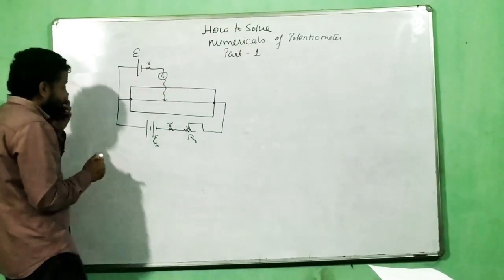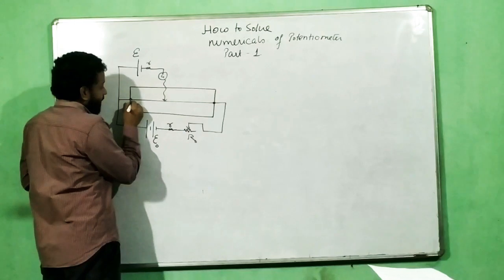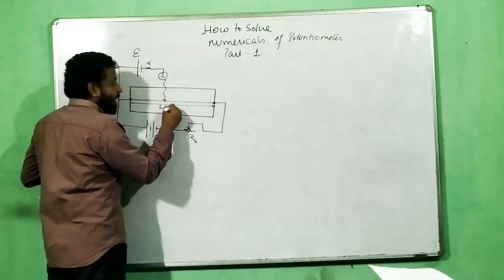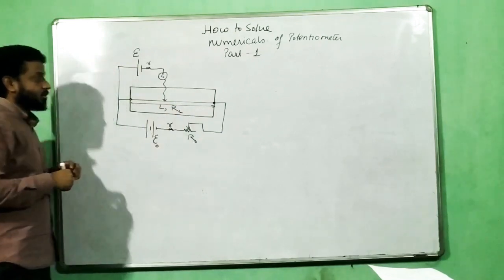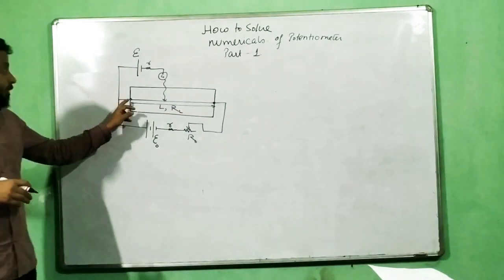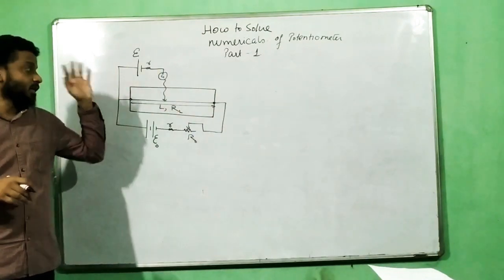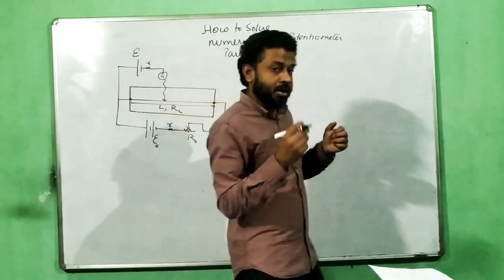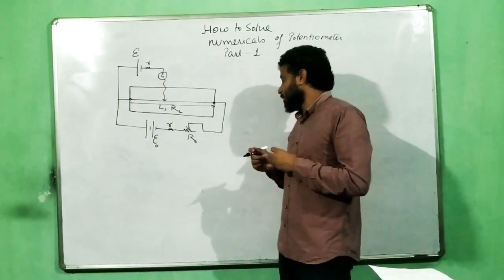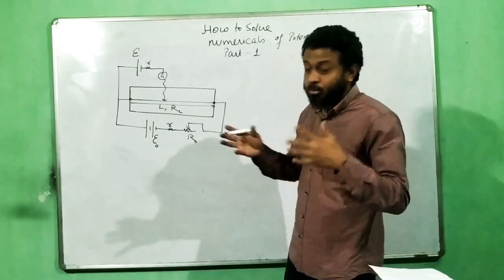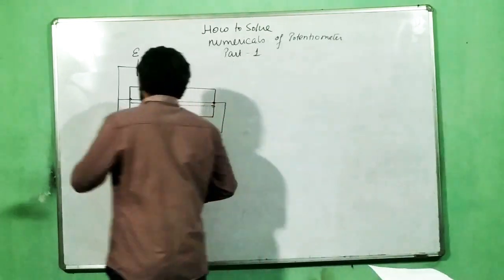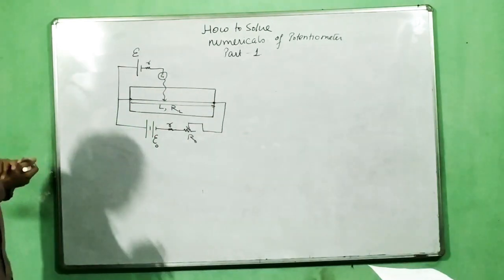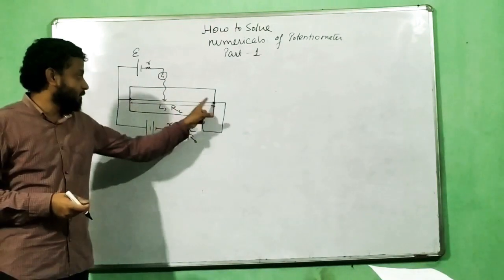Now, please keep one thing in mind, that this potentiometer wire, whose total length is L, definitely will have some resistance called RL. Because this potentiometer wire, as I told you in meter bridge, this bridge wire or potentiometer wire, is made up of some special alloy like manganin or nichrome. So definitely they have some resistance, and you cannot ignore this resistance over here.